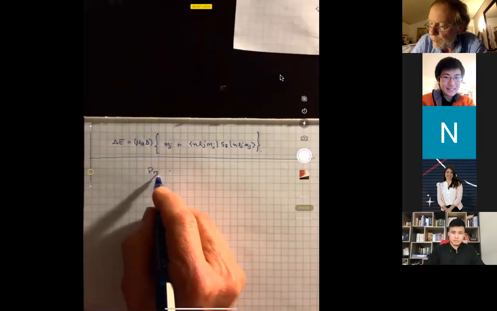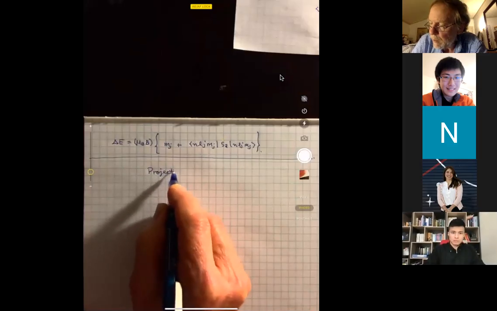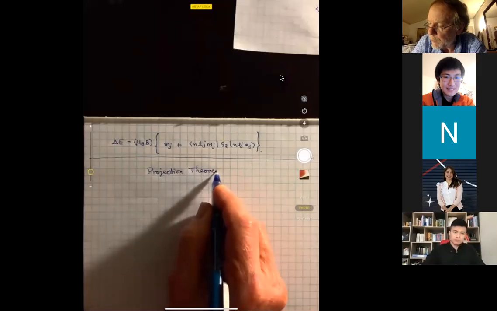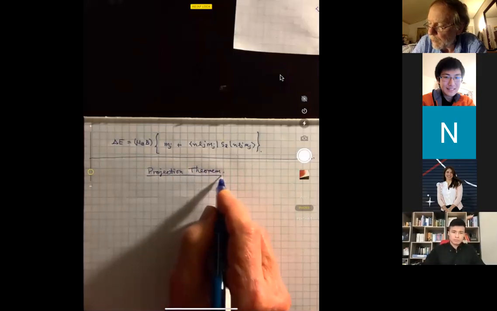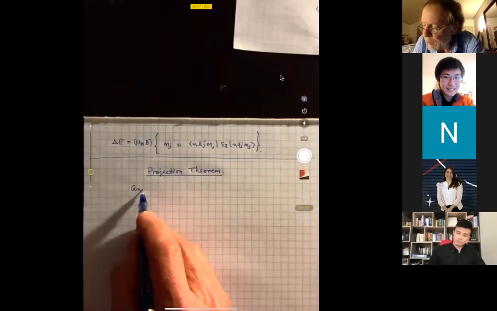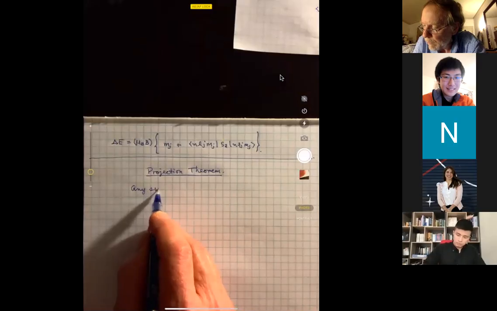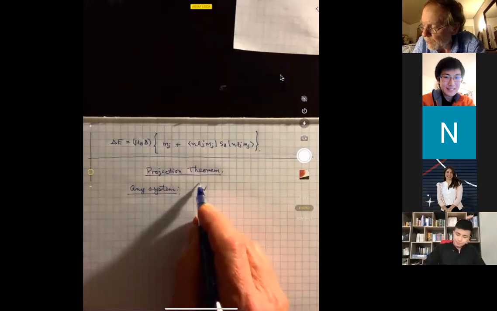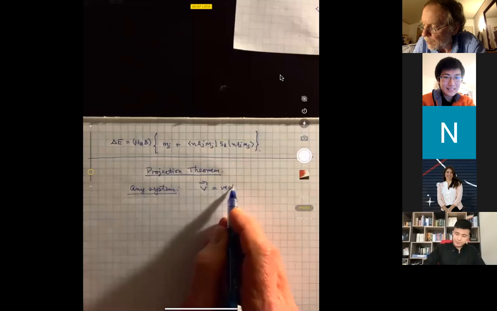So let's now talk about the projection theorem. In describing it, I'm going to put it in a general context. The projection theorem is useful in a number of applications. Let's say we have any system whatsoever, and on that system we have a vector operator V, by the usual definition.